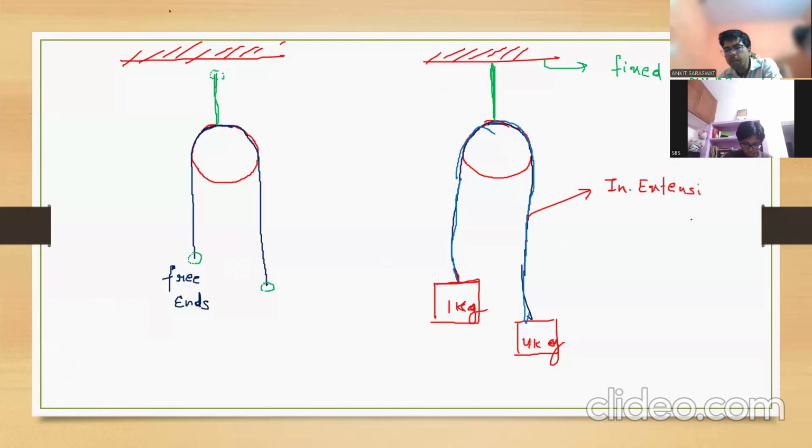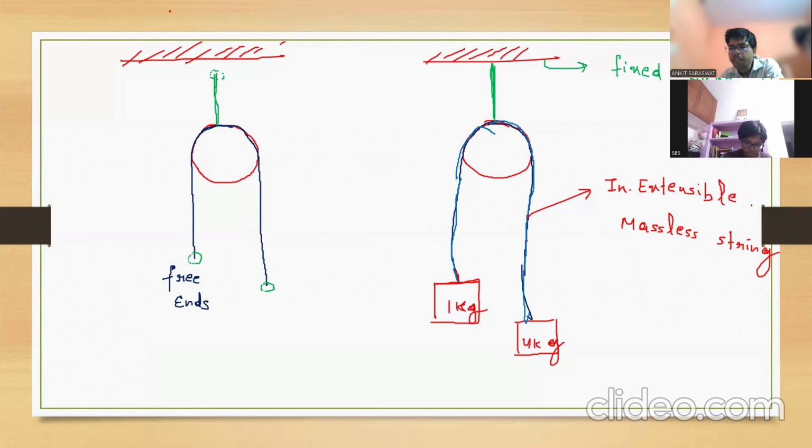In 99% of the questions, it will be there. But in some questions, the pulley also has mass. Inextensible, massless string. Clear? Okay.